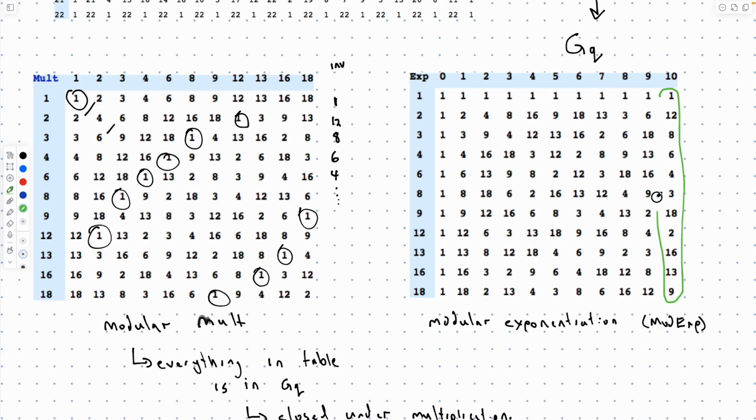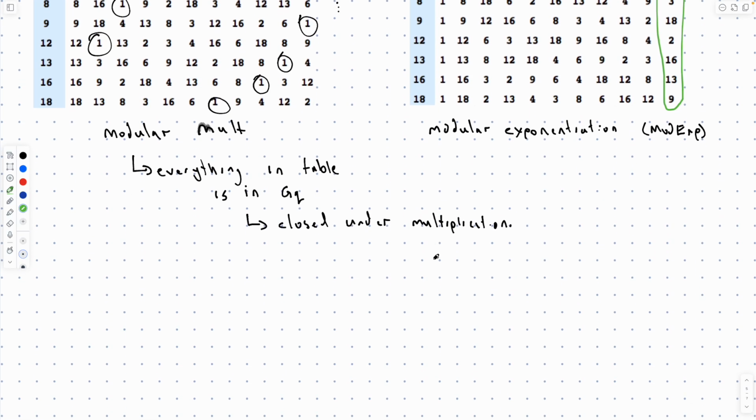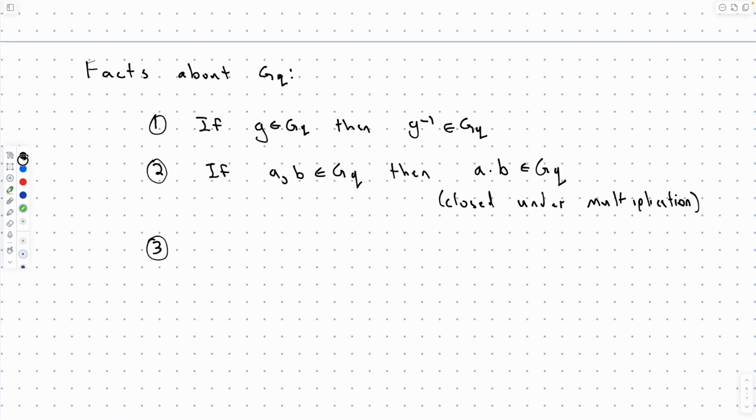What can you tell me about this column? It's the inverse. You see that? So here, 1, 12, 8, 6, 4, 1, 12, 8, 6, 4. If I keep going, I'll get it. So somehow, taking the inverse of something is the same as raising it to the power of 10. So that's another fact that we can write down, and we'll write it more generally. So g to the minus 1, the inverse of g, is going to be the same as g to the q minus 1.